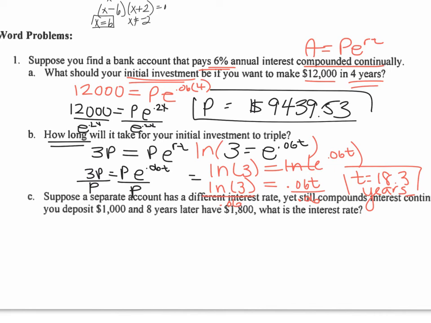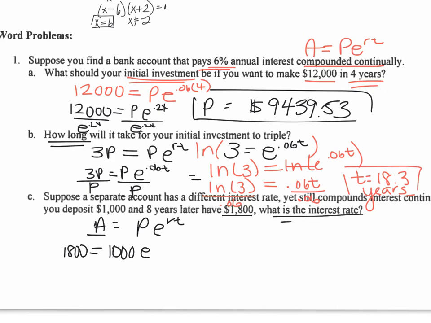If I look at the last one, it says, suppose a separate account has a different interest rate, yet still compounds interest continuously. You deposit $1,000 and 8 years later have $1,800. What's the interest rate? Okay, I'm still using A equals P... nope, I'm writing all these backwards here. Let's erase that. A equals my initial investment, e to the rt. How much money I end up with is $1,800. My initial investment is $1,000. Now I have e, and r is my interest rate.